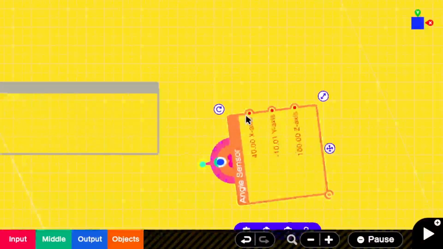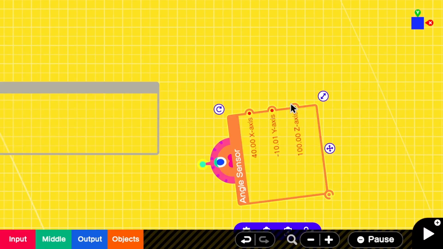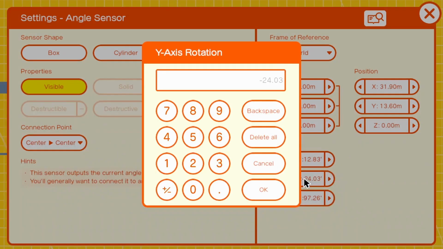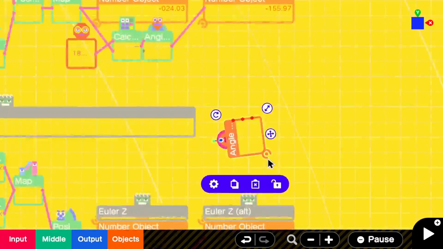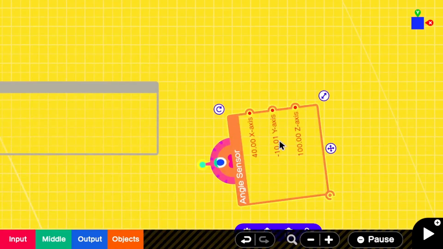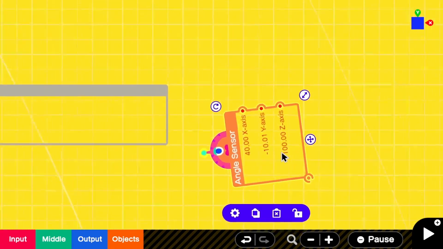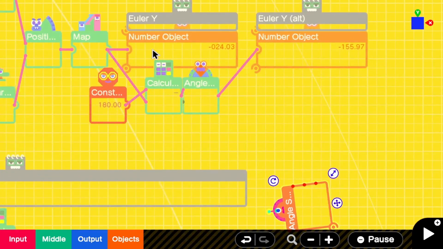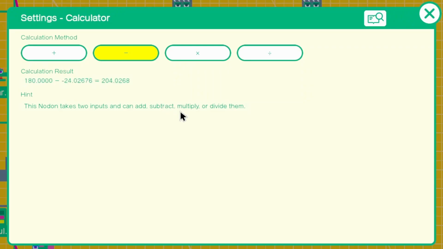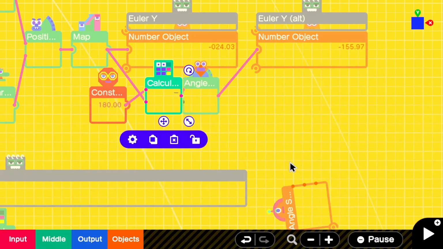So 40, negative 10, and 100. Here I didn't put many decimal digits, I only put up to 2 decimal digits. If you want these values to be more accurate, you can see here is already becoming a little inaccurate. You need to add a few more digits. For example, instead of putting 24.03, you can put 24.02676 if you want to be more precise.